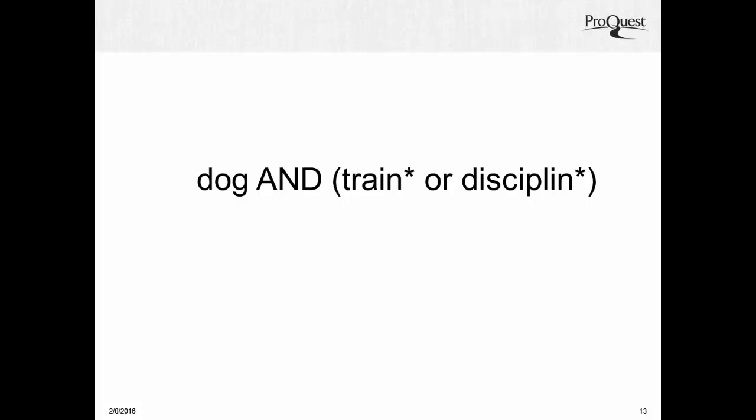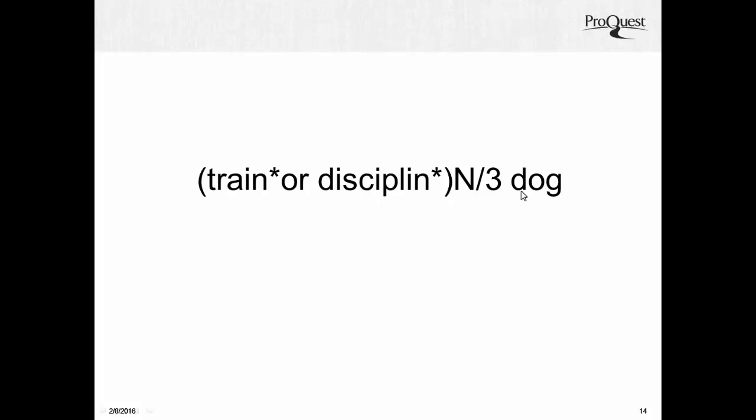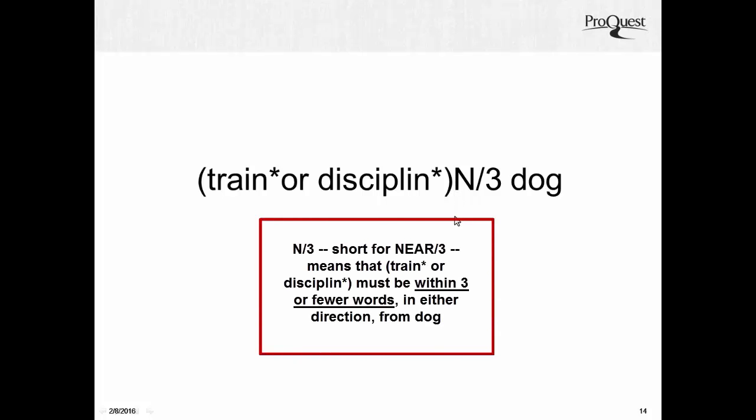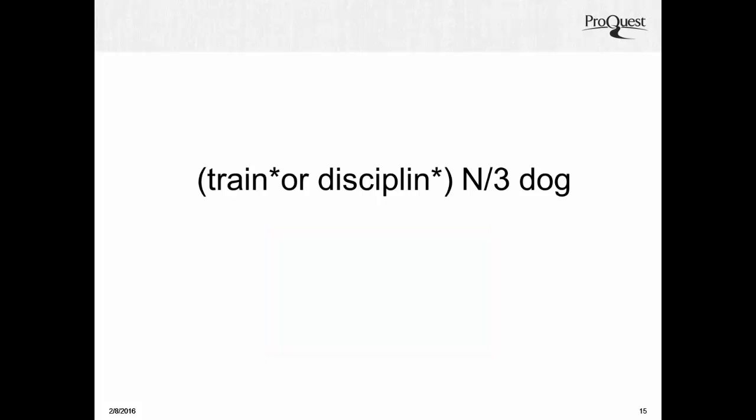Here is another example. Here we are using the near connector, the N3, but we have forgotten to leave a space before the N3, and that is going to get an error message. You need to have a space there. Anytime you have a connector like and or a proximity connector like near or pre, you want to have a space on either side of that.